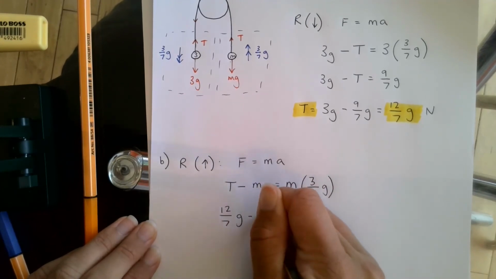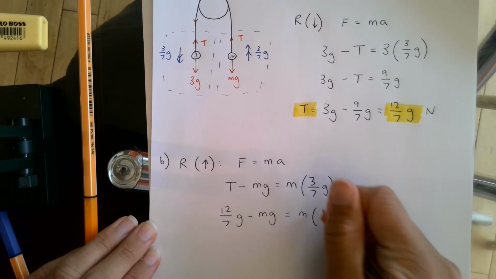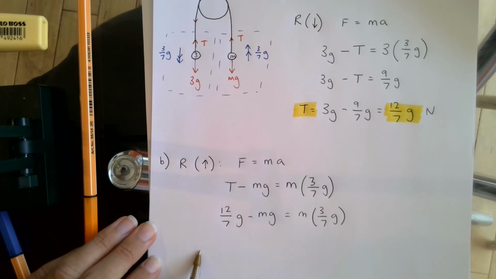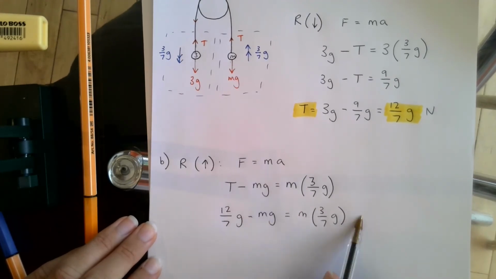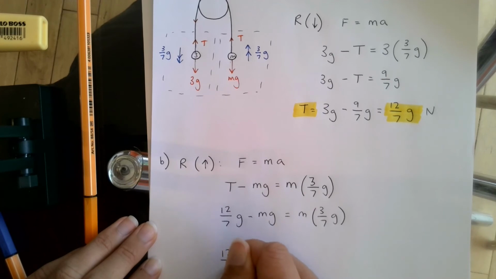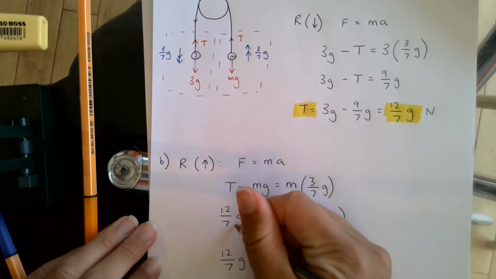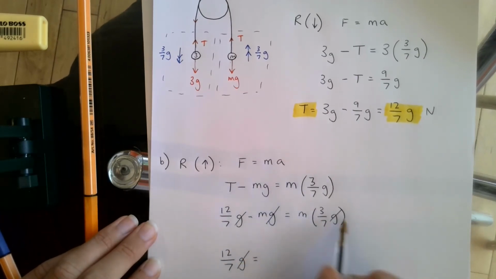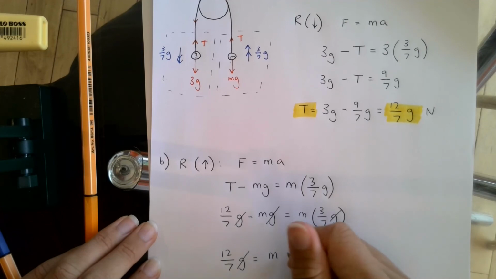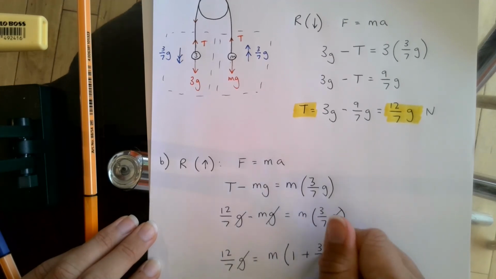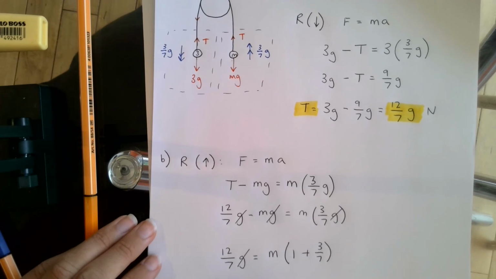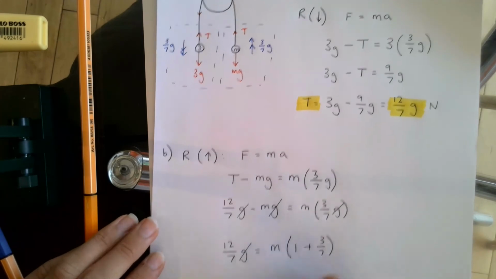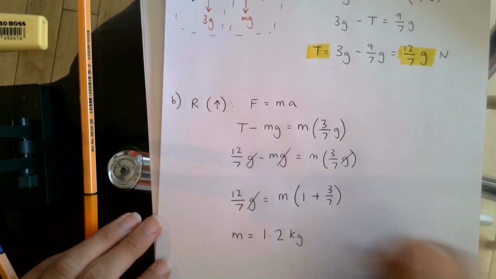Now we know that T is 12/7g, so let's sub that in. 12/7g minus mg equals m times 3/7g. And I want to work out what m is, so let's bring all the m's onto one side and everything else onto the other side. So if I take that over to there, I've got 12/7g. In fact, let's cancel out the g's because everything's got a g in it, so it can all disappear. 12/7 is equal to, I'll take that over to the other side, m times 1 plus 3/7. Divide by 1 plus 3/7, and we'll get that m is equal to 1.2. Oh, just missed that off the bottom there. Kilograms.